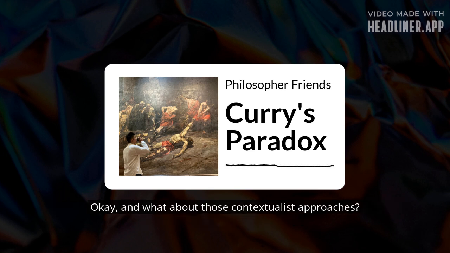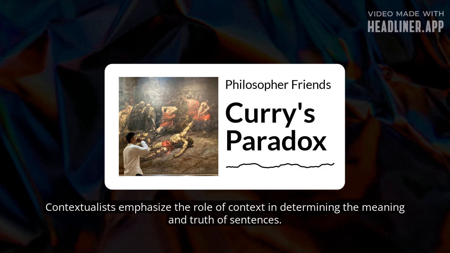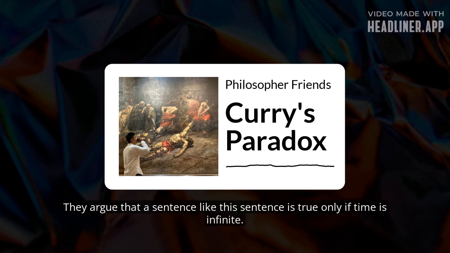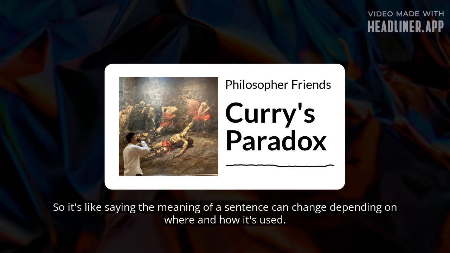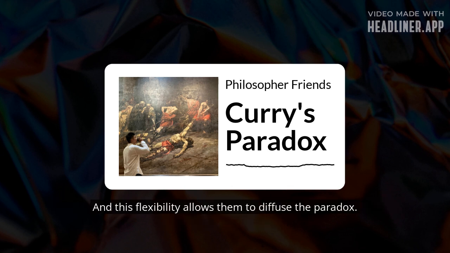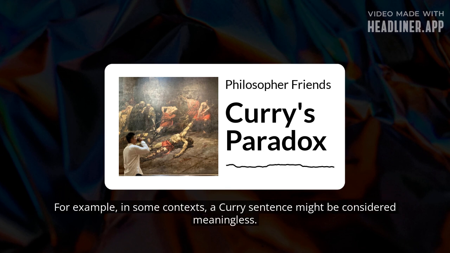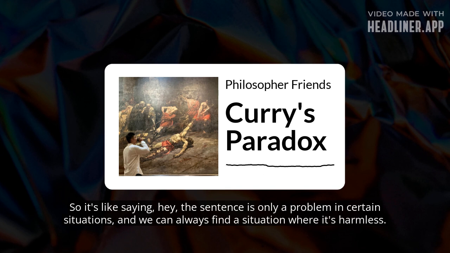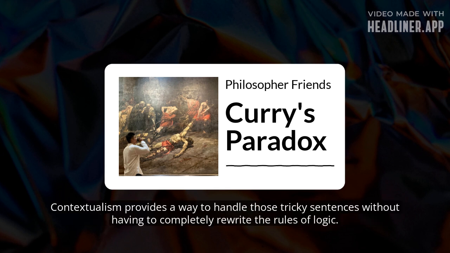Okay, and what about those contextualist approaches? Contextualists emphasize the role of context in determining the meaning and truth of sentences. They argue that a sentence like, "This sentence is true only if time is infinite," might be true in some contexts, but not in others. So it's like saying the meaning of a sentence can change depending on where and how it's used. Precisely. And this flexibility allows them to defuse the paradox. For example, in some contexts, a Curry sentence might be considered meaningless. So it's like saying, hey, the sentence is only a problem in certain situations, and we can always find a situation where it's harmless. Exactly. Contextualism provides a way to handle those tricky sentences without having to completely rewrite the rules of logic.